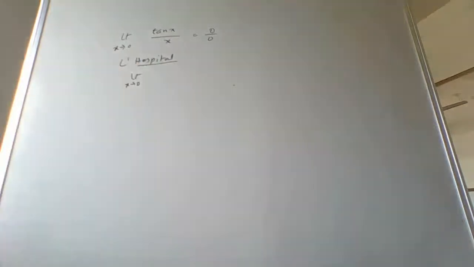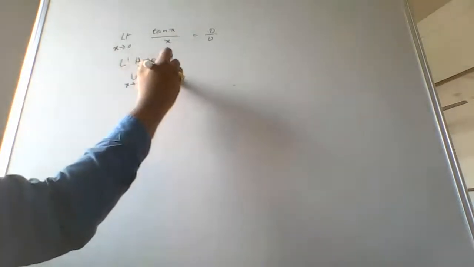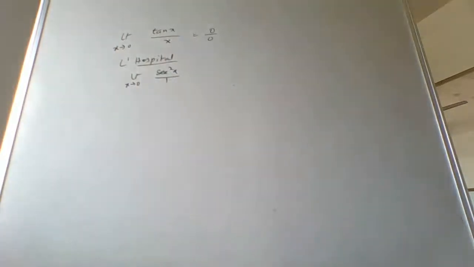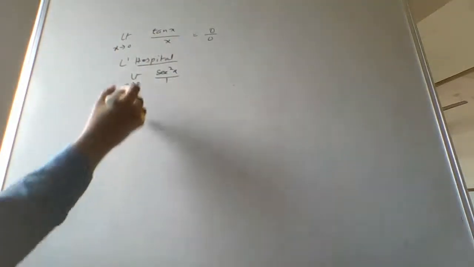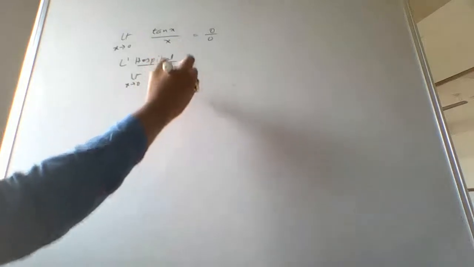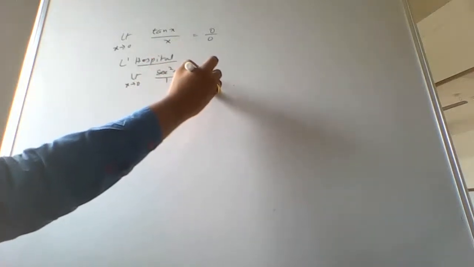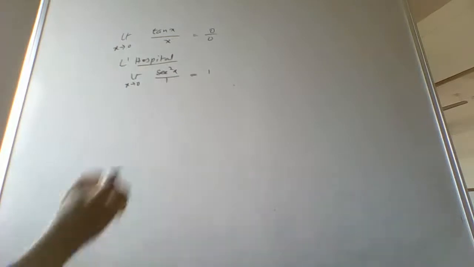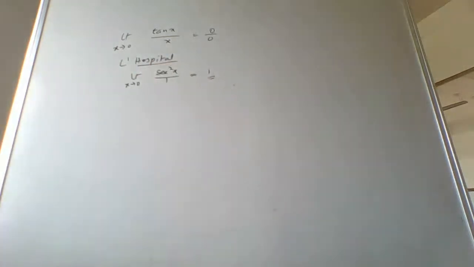So I get the limit as x tends to 0 of the differentiation of tan x, which becomes secant square x, and the differentiation of x becomes 1. Now if I substitute x as 0 here, secant square becomes 1, so I get 1 as the result. Okay, so let me try to solve another problem.